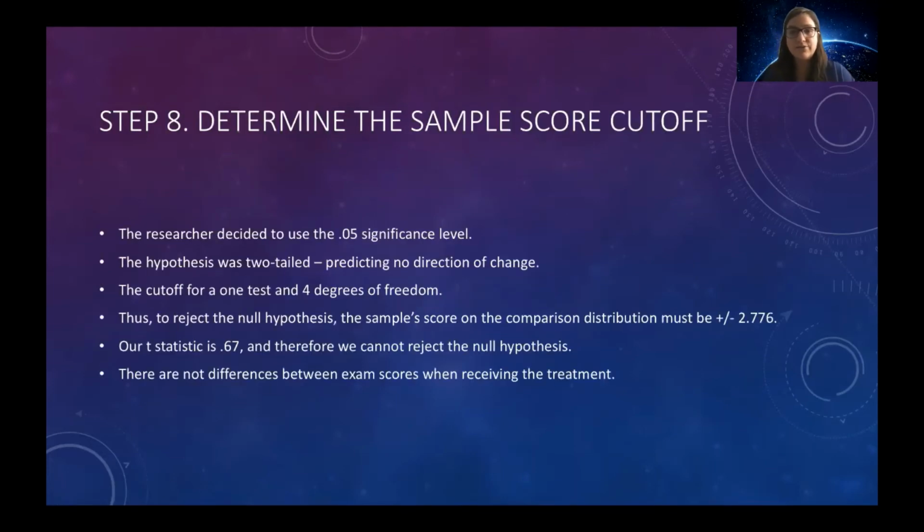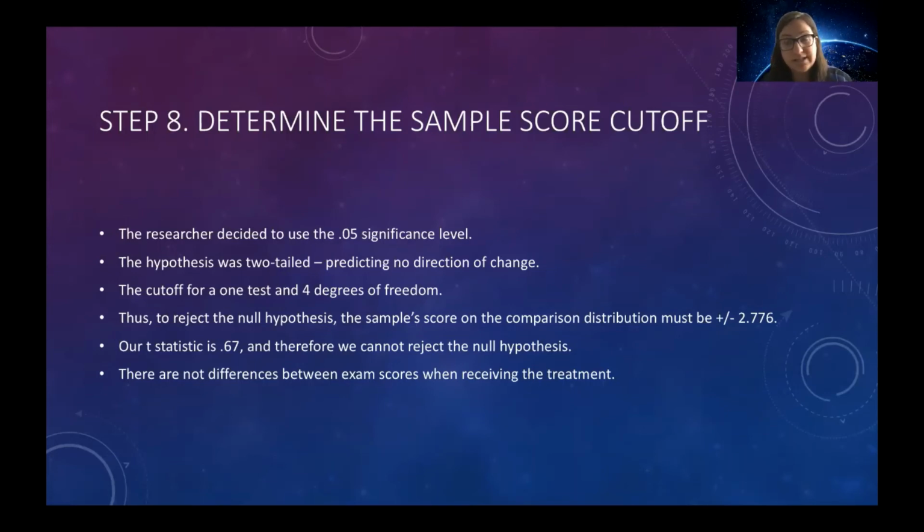So the last thing that you do is you determine your sample score cutoff, and you determine whether or not you can reject the null hypothesis based on that. So we're using a 0.05 significance level. Our hypothesis was two-tailed because we didn't predict a specific direction. So we didn't say that we think that the after-school STEM program is going to increase exam scores or decrease exam scores. We just said that the scores are going to change. When that's the case, we have a two-tailed test. And so we can look at either of the tails. In this case, since we didn't define it, it could either increase or decrease. And then we have 4 degrees of freedom.